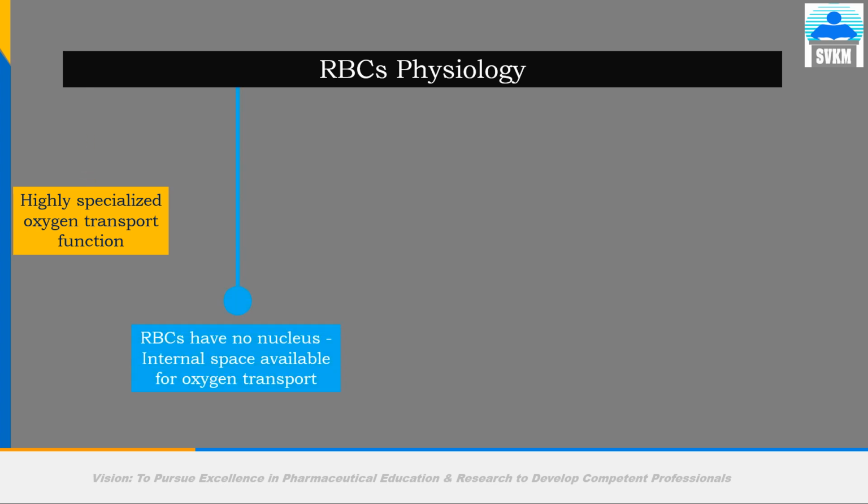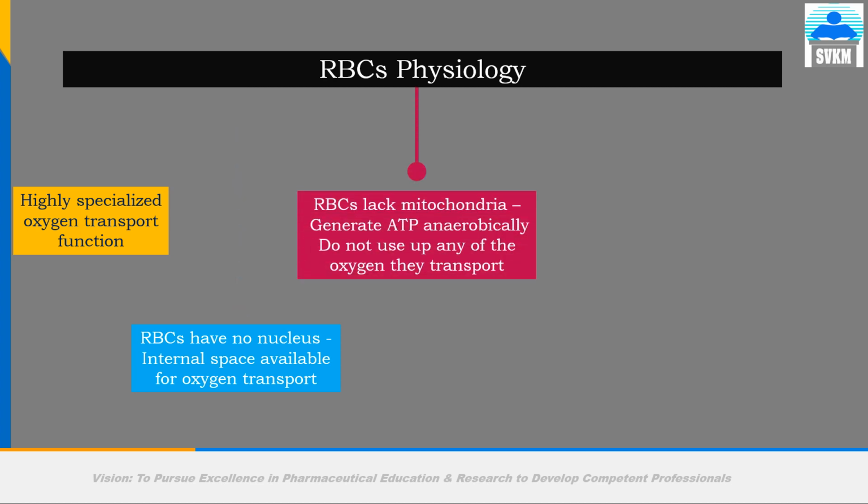Next, RBC physiology. RBC have a highly specialized oxygen transport function. Because RBC have no nucleus, all their internal space is available for the oxygen transport. As they lack mitochondria, they generate the ATP anaerobically, that is without utilization of the oxygen. Therefore, they do not use up any of the oxygen they transport.